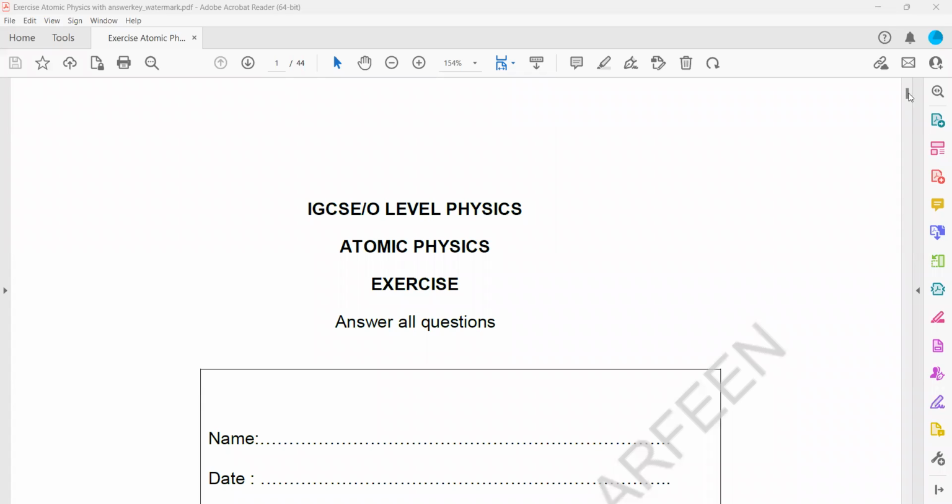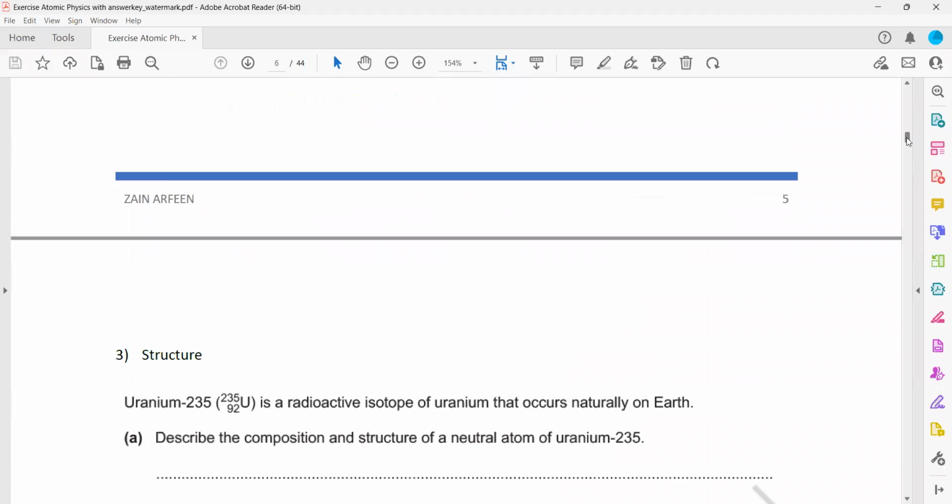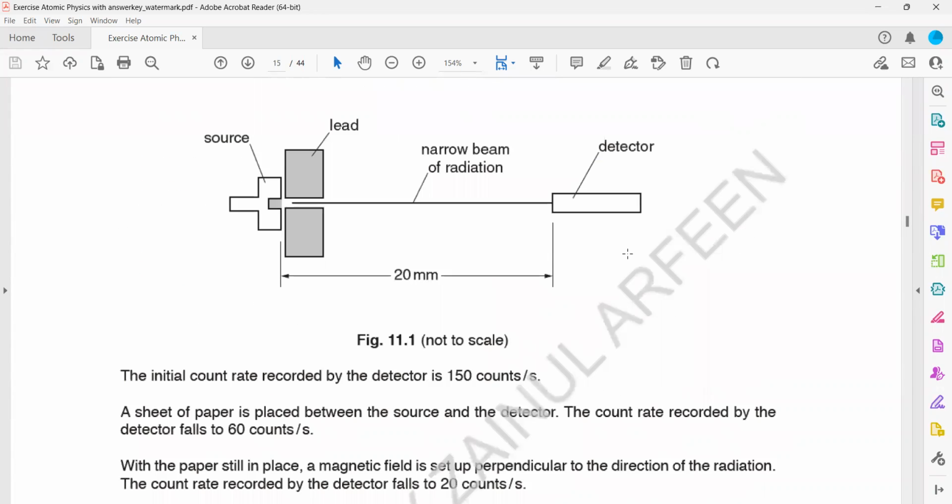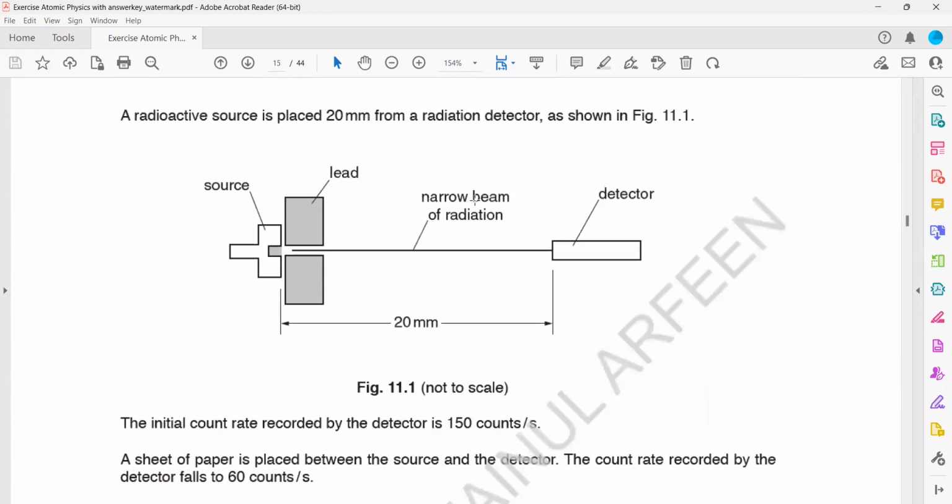So this one is an exercise related to atomic physics. The first 7 questions we did from this exercise. So we have question 8.